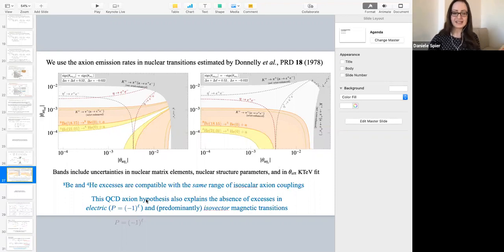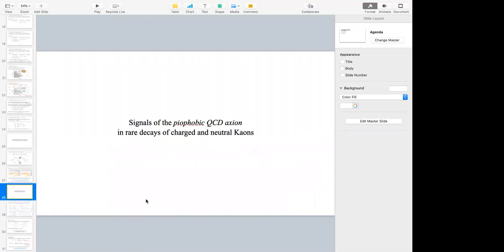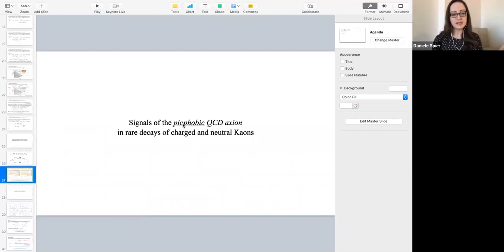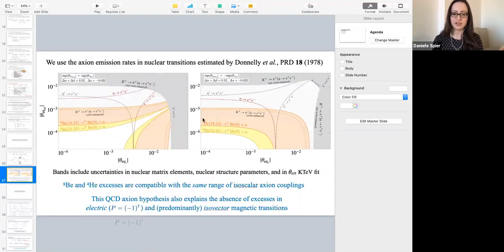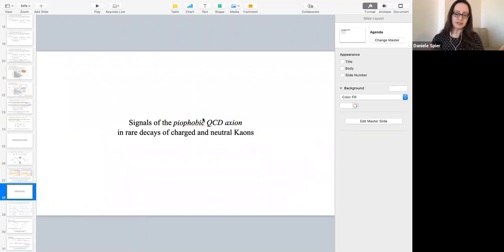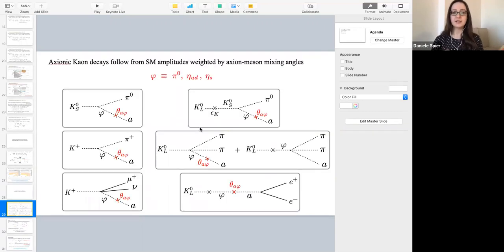I'll try to finish in less than half an hour, but I still have two things I wanted to discuss, which is now signals. So these were signals of the axion in nuclear transitions. Now I want to pivot to a different thing, which is the axion appearing in rare decays of charged and neutral kaons, okay? So this in principle is not very conceptually profound.